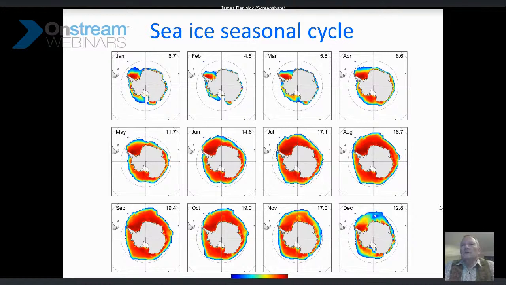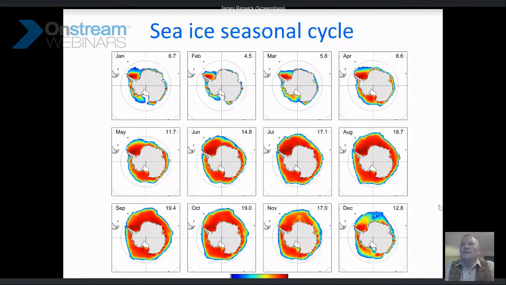It's quite different to the Arctic. In the summer, the minimum is in February, most of the ice has melted, and there's a good region in the Weddell Sea just east of the Antarctic Peninsula and along the West Antarctic coast particularly, but otherwise the sea ice is gone. The numbers in the top right of each of these boxes are the average extent in millions of square kilometres, so just over 4 million square kilometres in February.